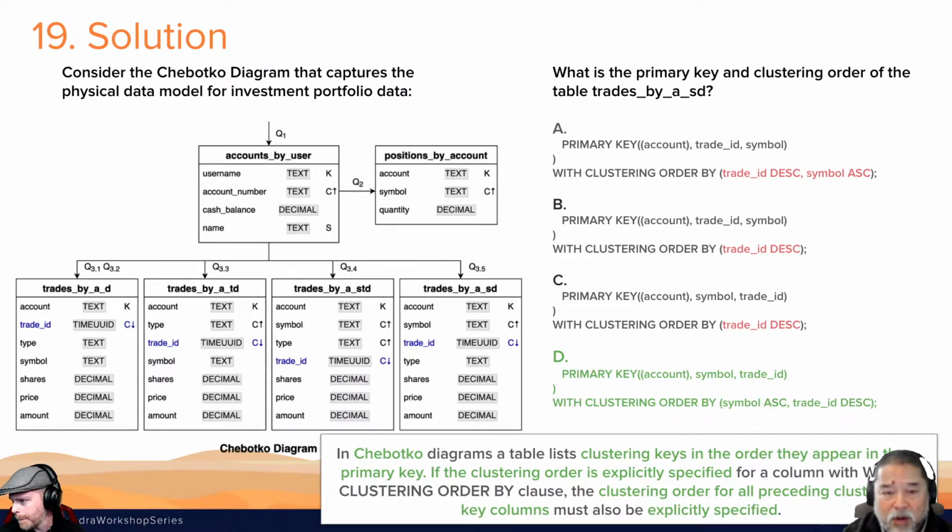And so, Rob, the question about why A is incorrect, it's because in the Chebotko diagram, the three columns that make up the primary key are in order: account, symbol, and trade ID. A has account, trade ID, and symbol. So order matters very much in clustering columns. That's right.